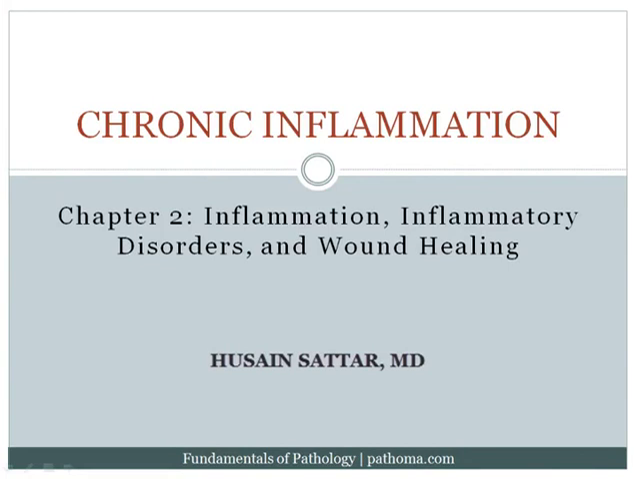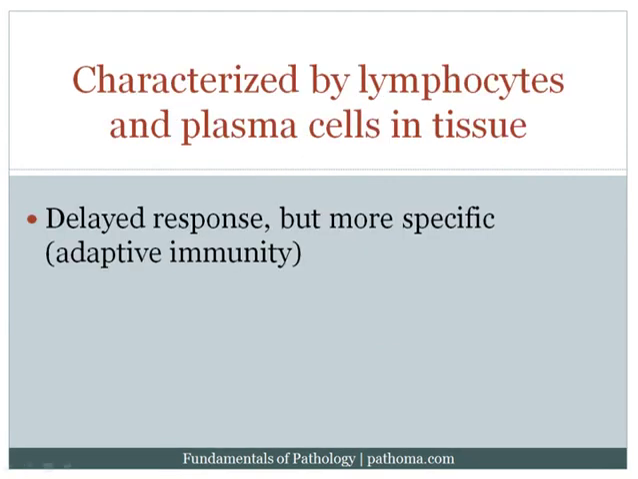Okay, welcome back. The next section that we're going to cover is chronic inflammation. This is just in the sequence of inflammation that we've been covering within Chapter 2. This section starts by reminding us that chronic inflammation is characterized by lymphocytes and plasma cells in tissue.